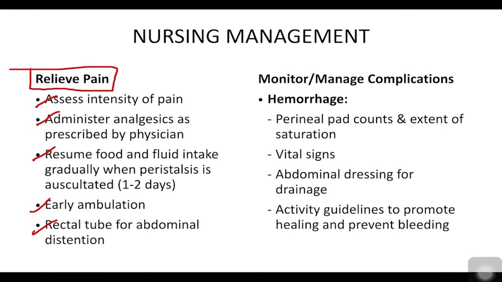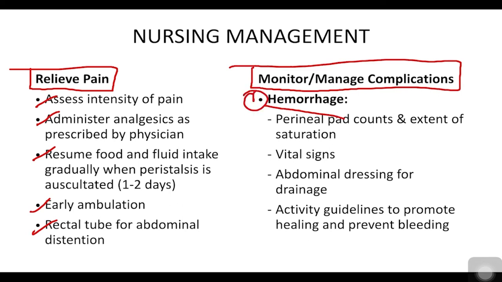So, monitor and manage complications. Here we have hemorrhage, one of the complications, excessive bleeding. So, perineal pad count. Pag may nababasang pad, you would be weighing them. So, at least you could have an estimate on how much bleeding or discharge the patient has. Vital signs, check especially your heart rate, your blood pressure, temperature. Kaya nga tinawag siyang vital signs. Pero usually, pag hemorrhage ang pinag-usapan, you are more focused on the heart rate and the bleeding.